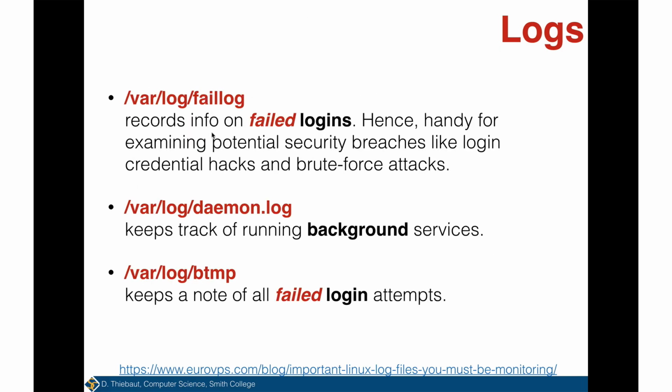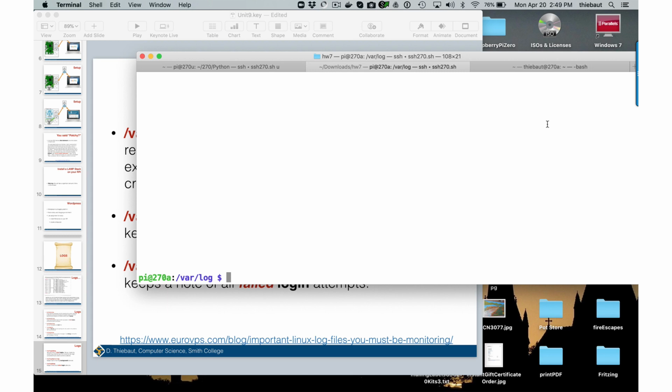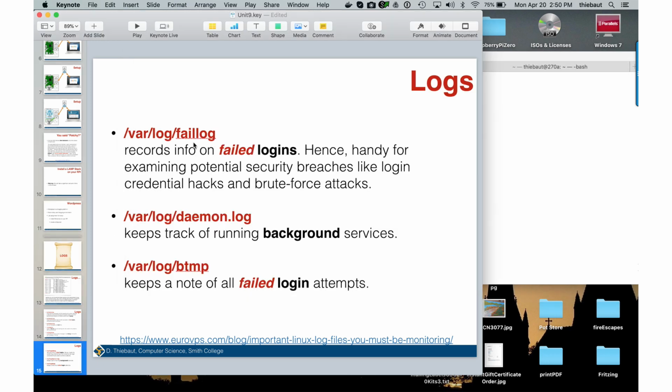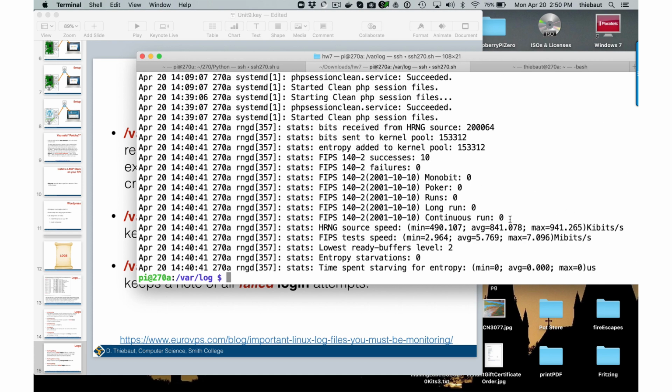Var log, fail log, so records all the failed logins. So let's take a look at that. cat fail log. Oh, there's none. Interesting. There should be some, but we'll figure it out. And then daemon log, so all these different services that are running or being stopped or started and so on. So cat daemon log. Okay, a lot of them.